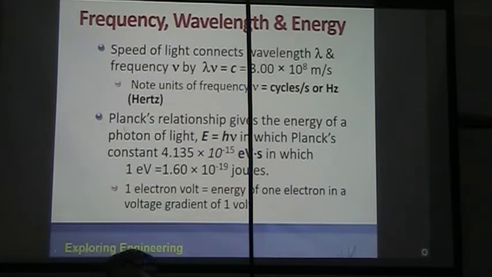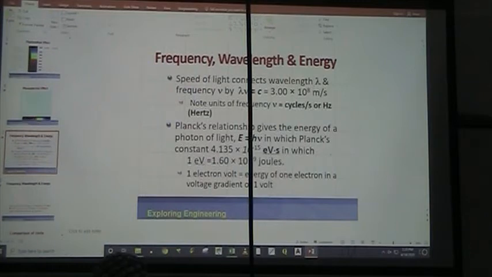Planck, another German physicist, discovered the relationship that tells us the energy of a photon of light. So E, the energy, equals H times nu. So that H is what's called Planck's constant.